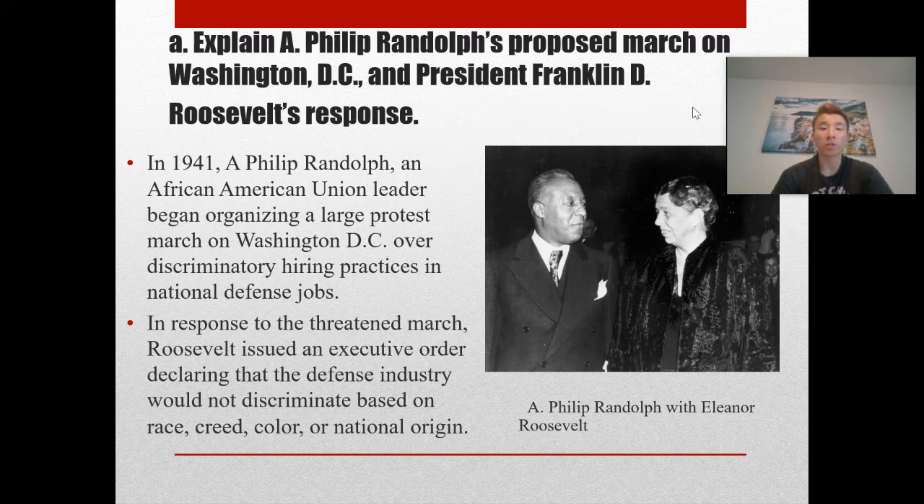He began organizing large protests in Washington, D.C. long before Martin Luther King Jr., over discriminatory hiring practices in national defense jobs. Because the thing is, in every single war that America has been involved in, African Americans, Black people have always been a part of every single war dating back to the American Revolutionary War.